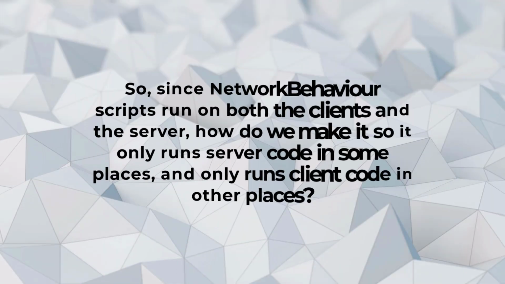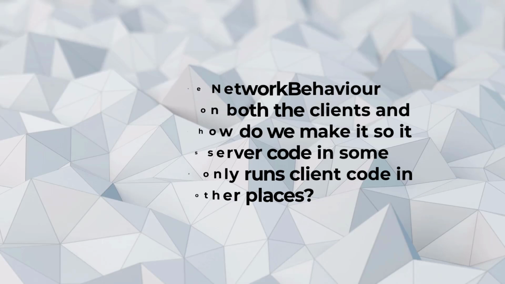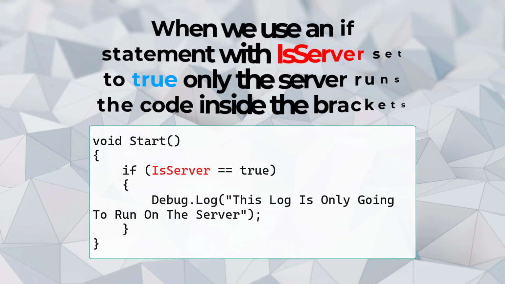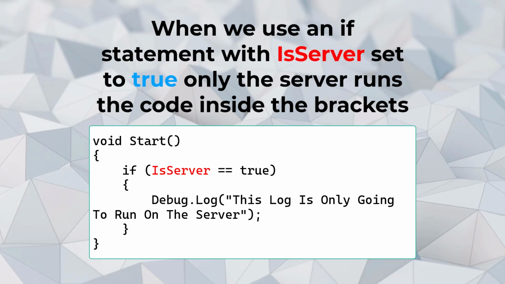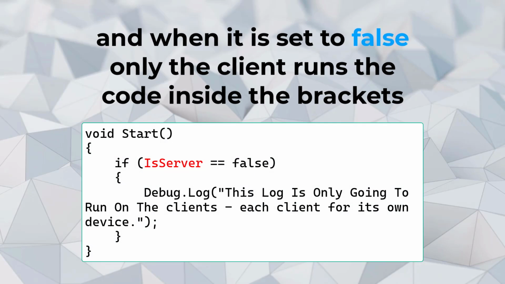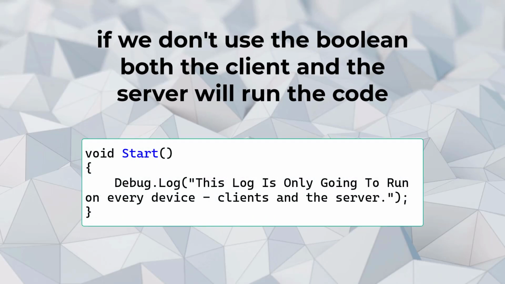So since NetworkBehaviour scripts run on both the clients and the server, how do we make it so it only runs server code in some places and only runs client code in other places? For this we have an IsServer boolean. When we use an if statement with IsServer set to true, only the server runs the code inside the brackets. And when it is set to false, only the client runs the code inside the brackets. If we don't use the boolean, both the client and the server will run the code.